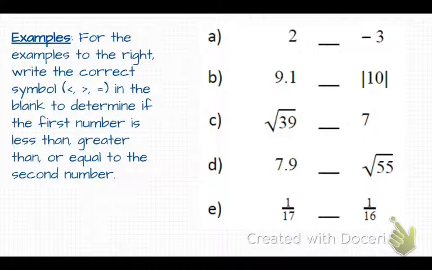I want to compare these, figure out which number is greater than, less than, or equal to each other. So for A, I have 2 and negative 3. Which number is larger, or are they equal? Okay, why is 2 larger than negative 3? Because 2 is positive, 3 is negative, so 2 is our greater number.